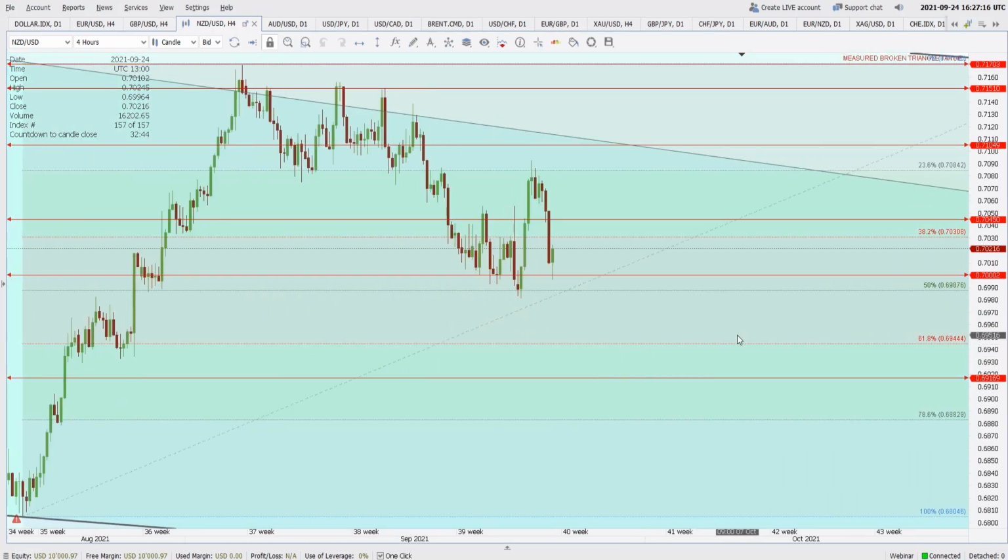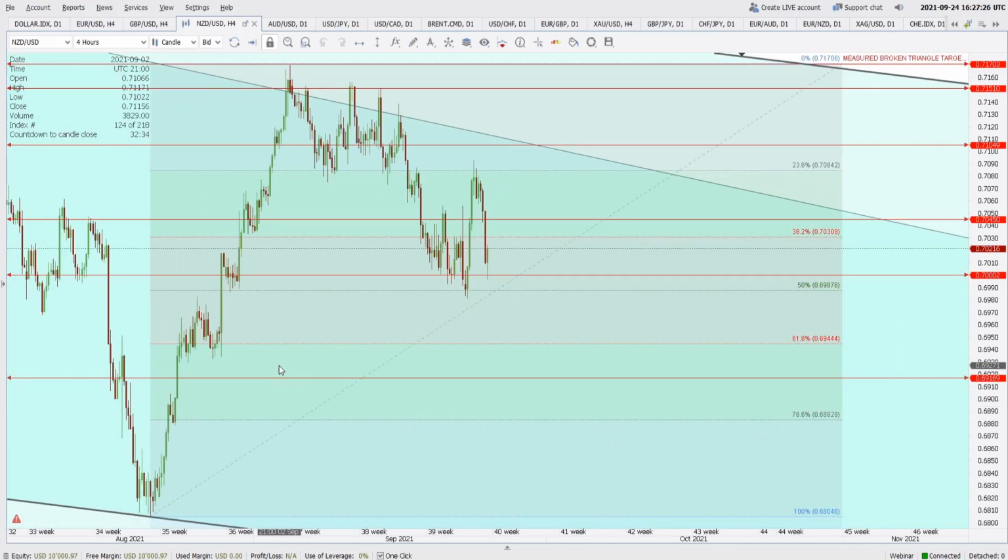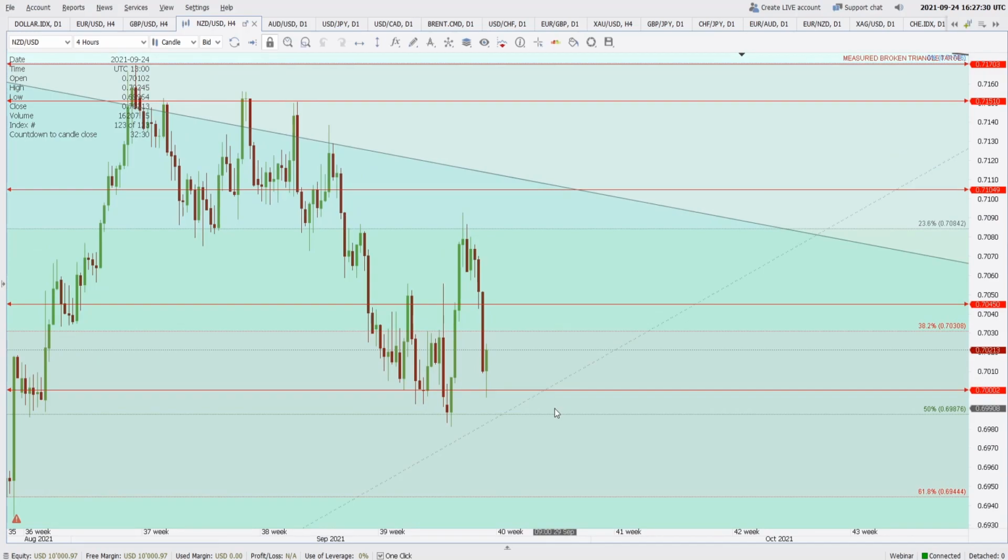So if the price goes below and closes a day below 0.6987, that can open the way to 0.6944, but any close below 0.6944 will negate this up move and the price will start going down. But I think it is going to hold as of now, and maybe we can look for 0.7045 in this market soon. So right now the price is trading at 0.7021.